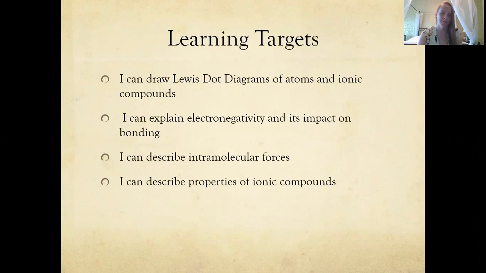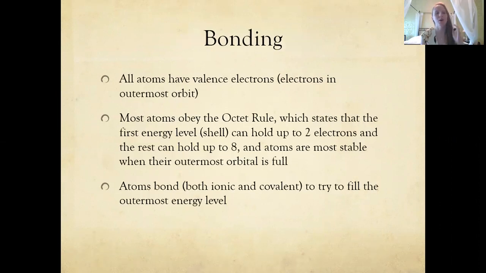of ionic compounds. So when it comes to bonding, all atoms have valence electrons, which are the electrons in the outermost orbit. Most atoms also obey the octet rule that says that the first shell can hold up to 2 electrons, all the rest can hold up to 8, and an atom is most stable when its outermost orbital is full, so when it has the full set of valence electrons. Atoms then bond by trying to fill their outermost energy levels and become stable. This is true for both ionic and covalent bonding, though they work in different ways to try and fulfill that.